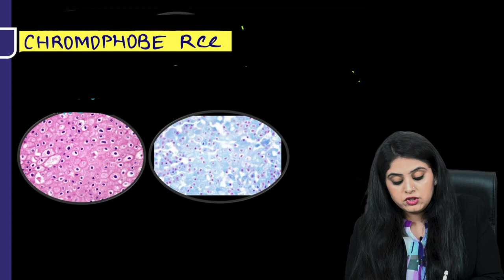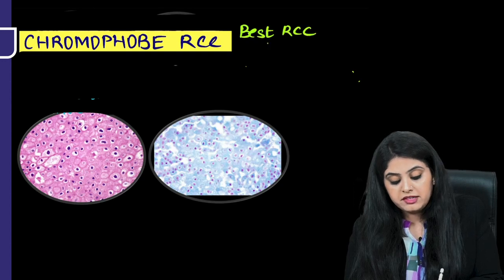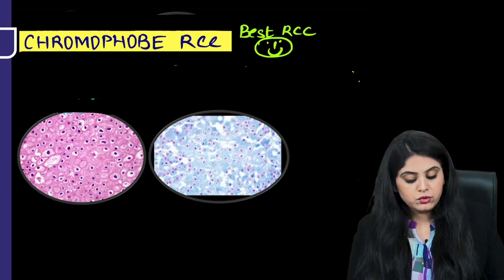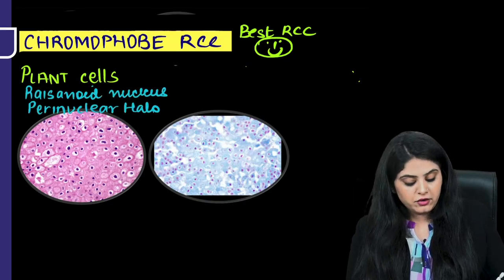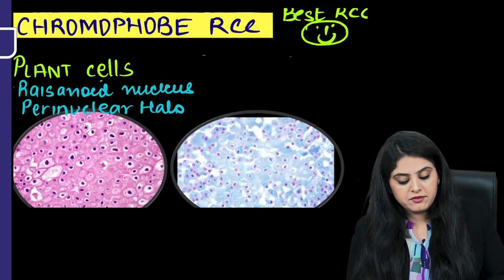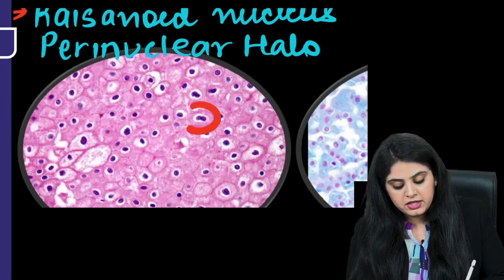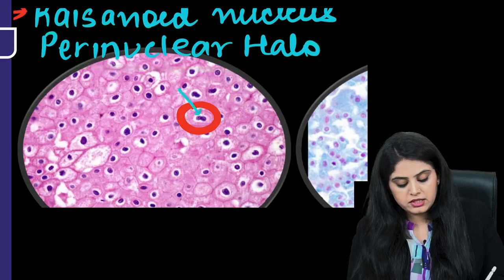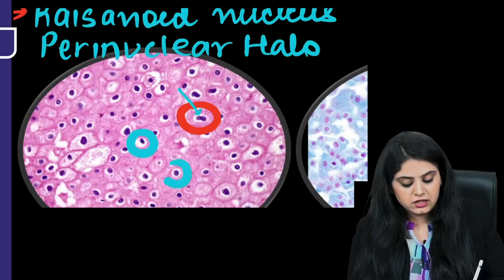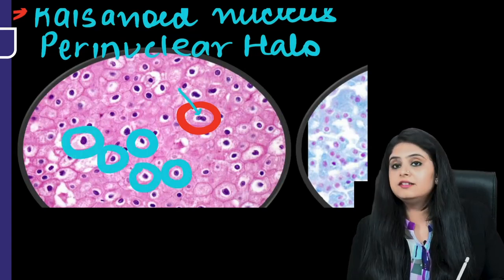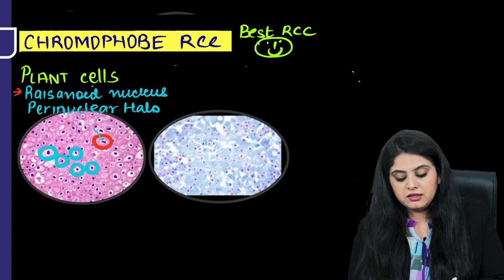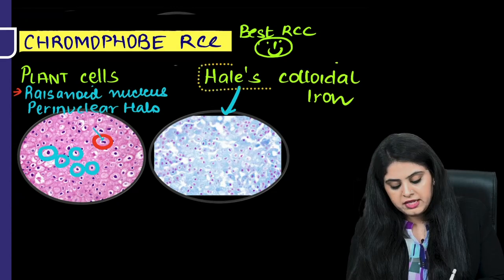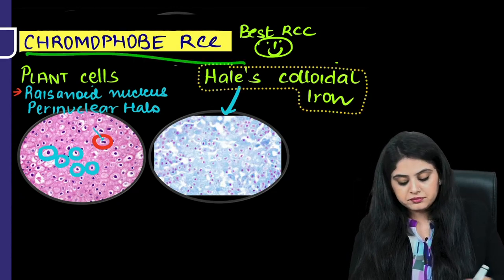Coming on to the next one, the tumor which has the best prognosis, the best renal cell carcinoma in terms of prognosis, is chromophobe RCC, and that tends to show you the plant cells. Now, what are plant cells? If you read it, raisinoid nucleus. So they're going to have a very, very dark nucleus out here. You can see the nucleus is dark and there's a perinuclear halo, so there's a whitish area around it. Same dark nucleus with white area, dark nucleus with white area. These are all the plant cells that we have. And what are they positive for? Plant cells are positive for Hale's colloidal iron. So this blue color that is mentioned over here is Hale's colloidal iron, and that is what chromophobe RCC is.